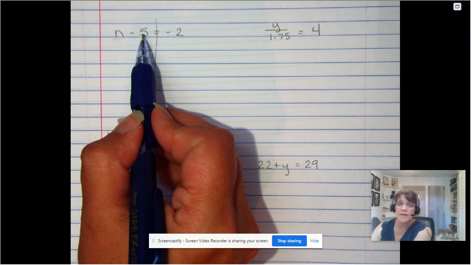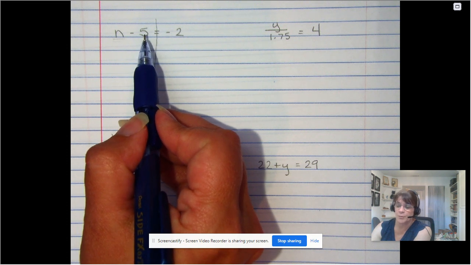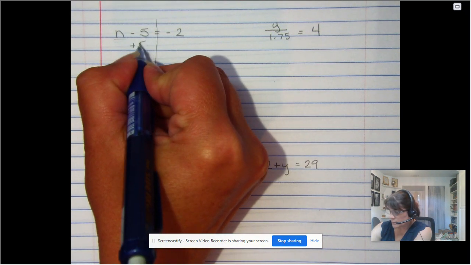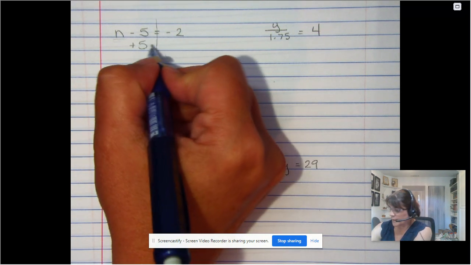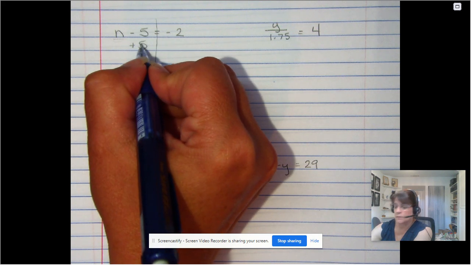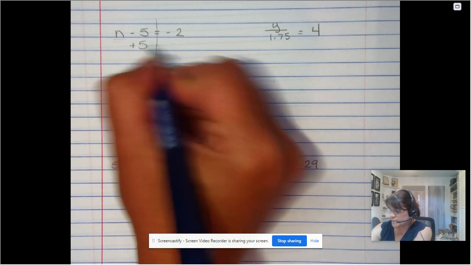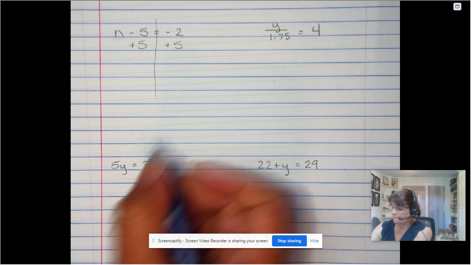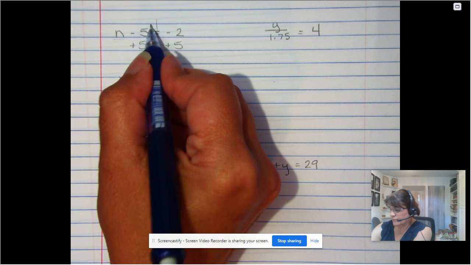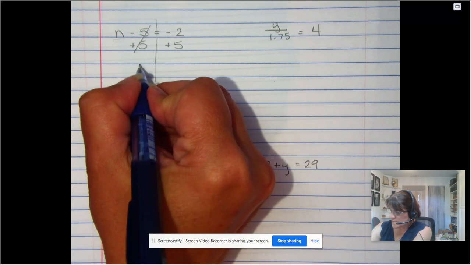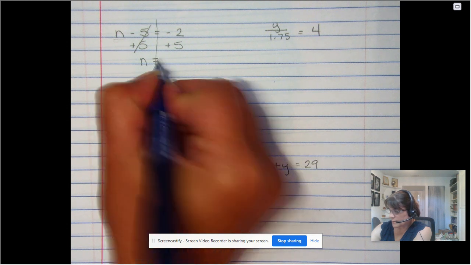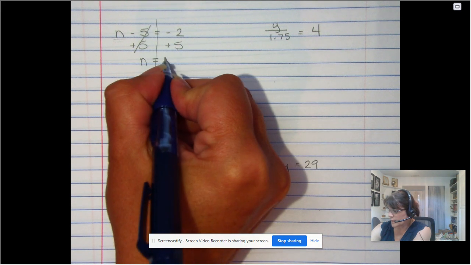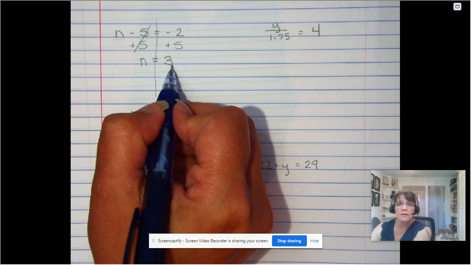Well, the opposite of negative 5 is positive 5, or plus 5. So I would be using the addition property, and finding an additive inverse here. If I add 5 to one side of an equation, I need to add it to the other side of an equation. A negative 5 and a positive 5 make nothing. So on this side of the equation, I have n. A negative 2 and a positive 5 make 3. So the value of n is 3.